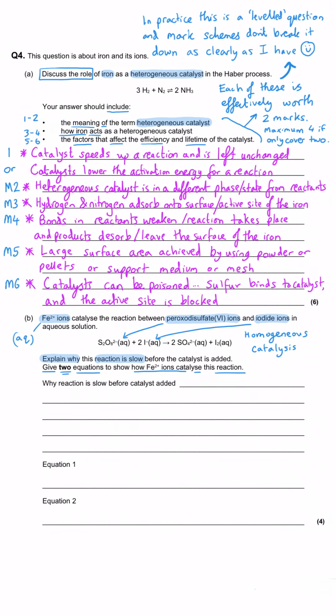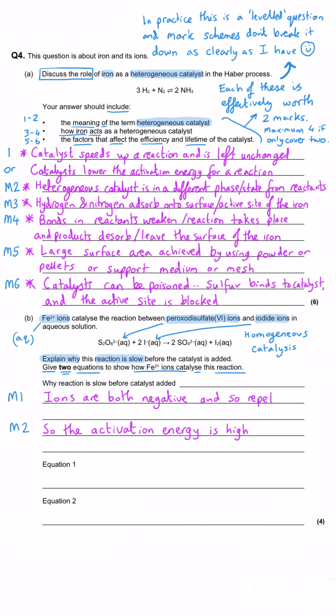Well, first of all, and quite simply, these 2 ions are negatively charged. As a result of that, they're going to repel each other. As a result of that, the activation energy is high. What that means is these ions are only going to come into contact with each other if they have sufficient energy to overcome the repulsion between them. And that's enough for 2 marks, 1 for each of those bullet points.